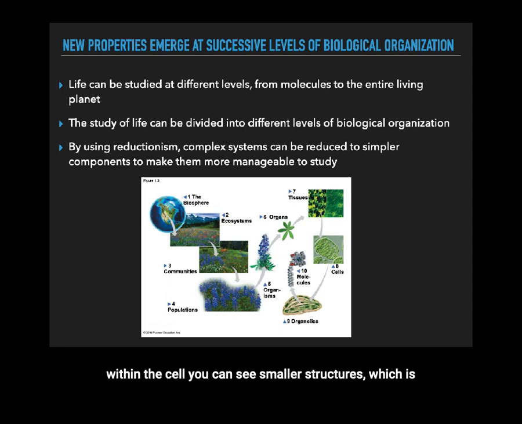Within the cell, you can see smaller structures, which are shown in level number 9. The smaller structures shown in this particular picture are chloroplasts. These are organelles that are involved in photosynthesis. Photosynthesis is the process by which plants use sunlight to create energy and a food source to allow the plants to grow. The final part of this hierarchy is the molecular level.